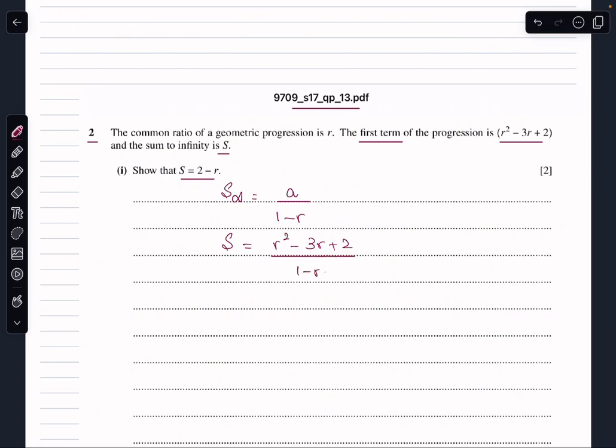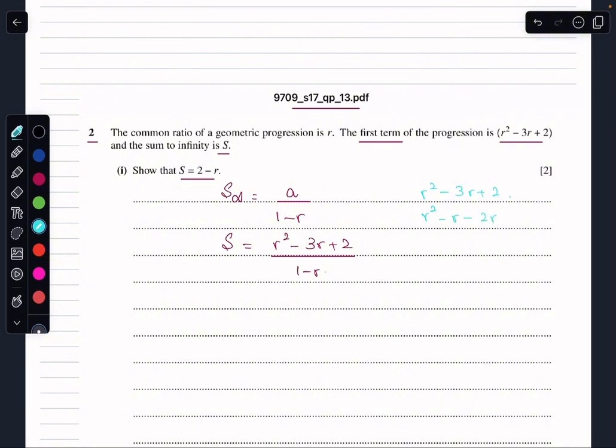So solving r square minus 3r plus 2, I should know that this can be given as negative r and negative 2r and plus 2. Or solving it further, I can say this is r minus 1, negative 2 common, and this is also going to be r minus 1. So it's going to be r minus 2 and r minus 1. So r squared minus 3r plus 2 can be written as r minus 2 and r minus 1 here.